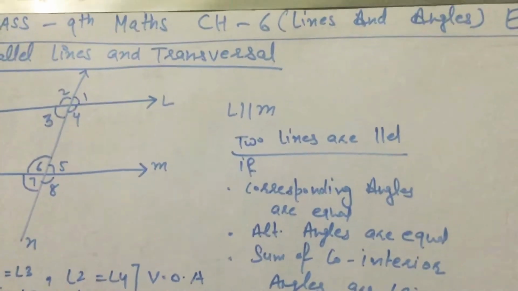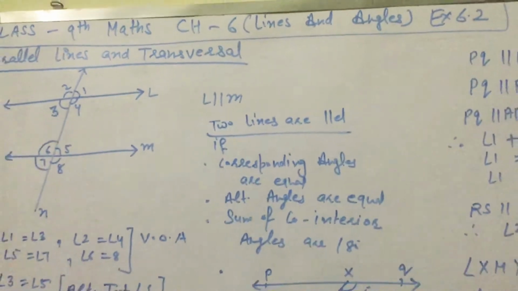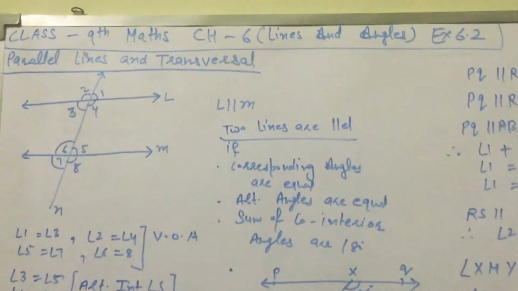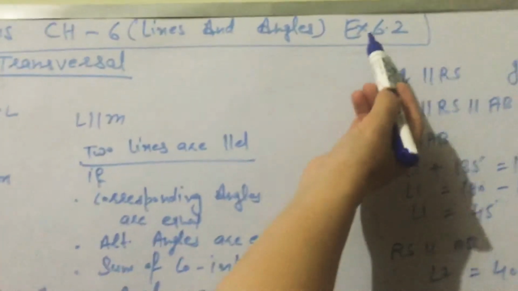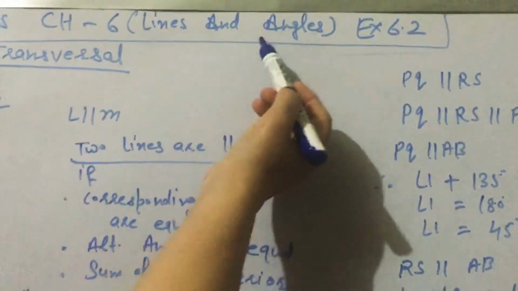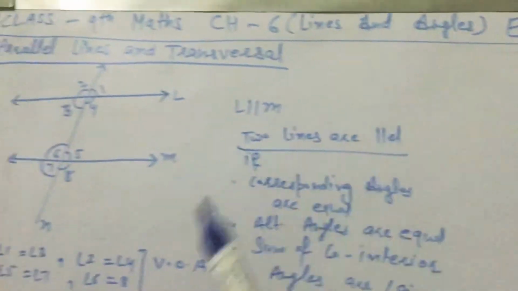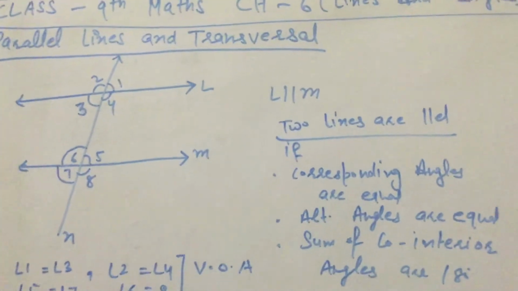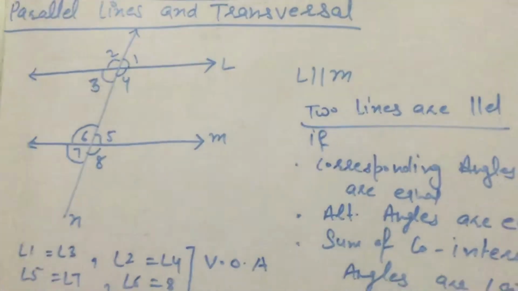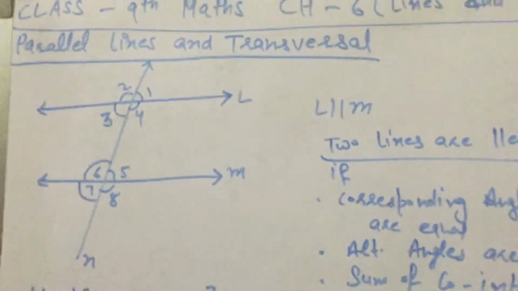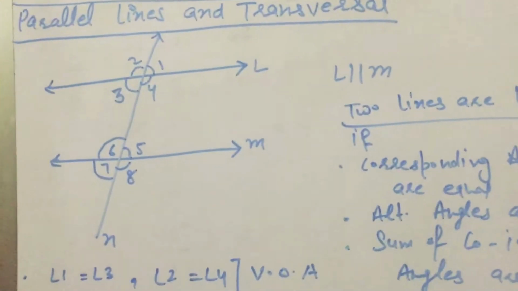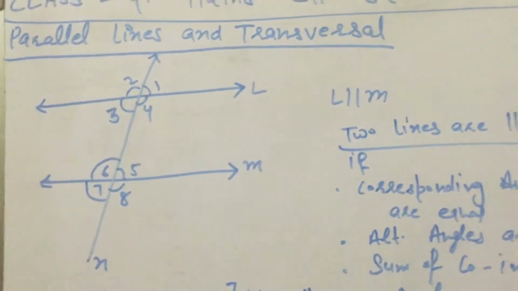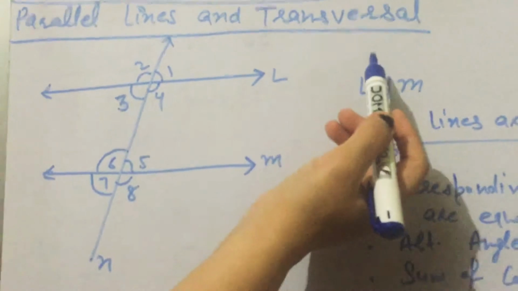We have started chapter 6, lines and angles. 6.1 we have done. Today I am going to explain exercise 6.2. Chapter 6, lines and angles, exercise 6.2. In exercise 6.2 I am going to explain about corresponding angles, alternate angles and vertically opposite angles, and about parallel lines and transversal.